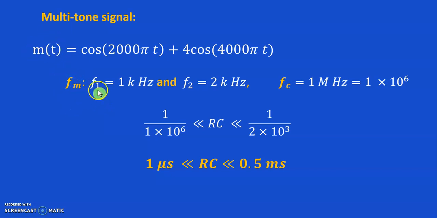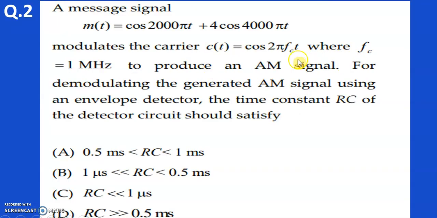So fm, we have f1 as 1 kilohertz and f2 as 2 kilohertz. If you know that this is equal to 2 pi fc t omega, so we can get the frequency from 2 pi f, then it is 1 kilohertz here, and here it is 2 kilohertz. And we know from the question that fc is equal to 1 megahertz.